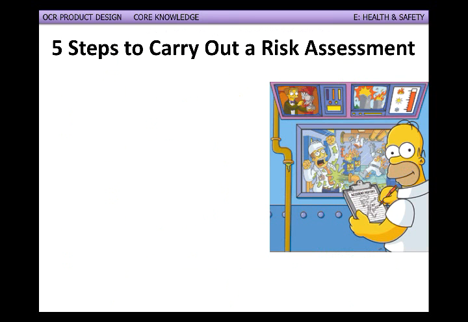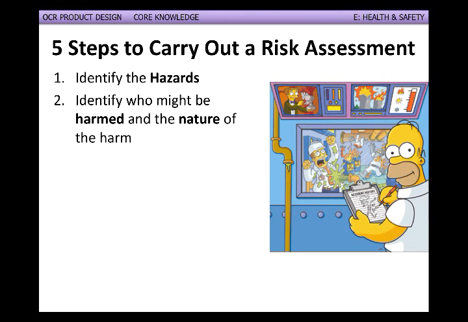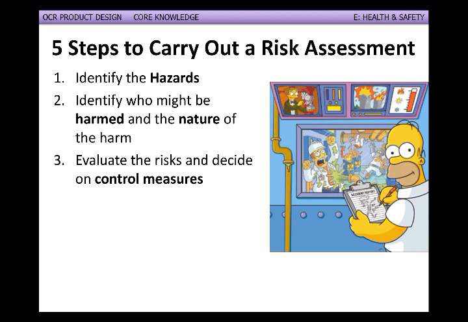Okay, so 5 steps to carry out an official risk assessment. You've already done a couple of them. So you've identified the hazards. The next stage then, as we said, identify who might be harmed and the exact nature of that harm. Yeah, who will get hurt, how will they get hurt. Then evaluate that risk and decide on how you will reduce the risk by putting in place certain control measures. Those control measures might be things like training, signs, guards, anything like that.